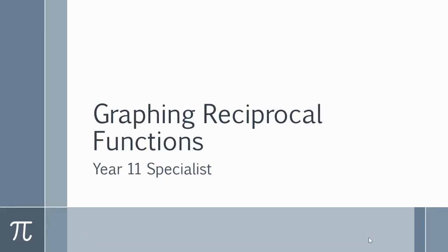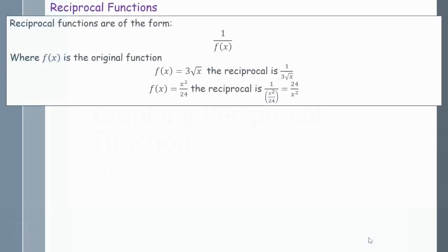I'm going to be taking you through how to graph reciprocal functions for Year 11 Spec, and this is chapter 15a. Reciprocal functions are functions of the form 1 over an original function. So for instance, if our original function is f of x equals 3 times root x, the reciprocal would be 1 over f of x, or 1 over 3 root x.